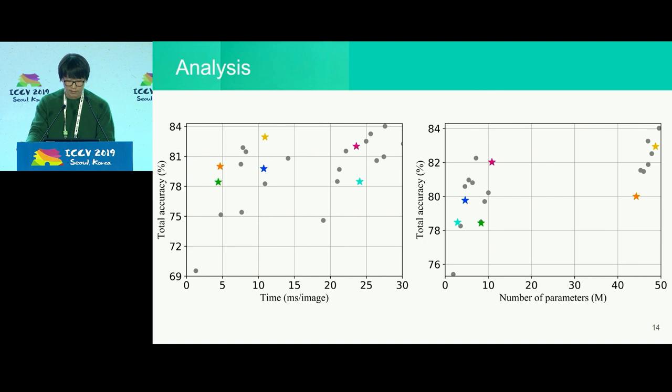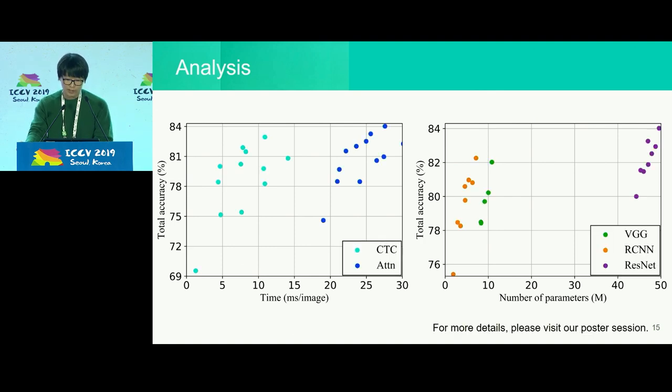Given these plots, we can analyze module-wise contributions to accuracy, time, and memory. For example, from the left plot, CTC is better than attention for time efficiency. And from the right plot, RCNN is better than VGG or ResNet for memory efficiency. We did lots of analysis, so for more details, please visit our poster sessions.